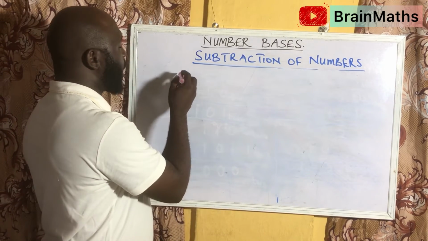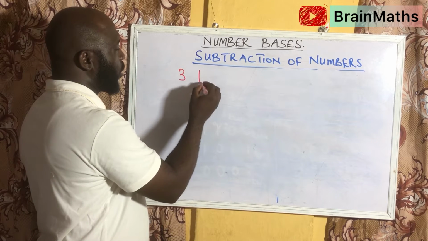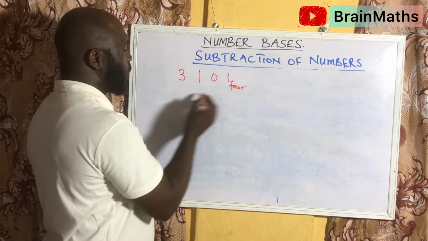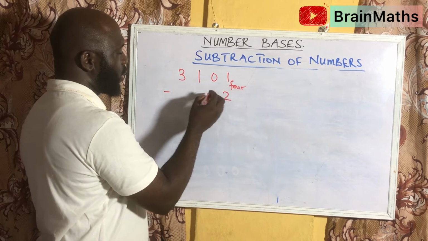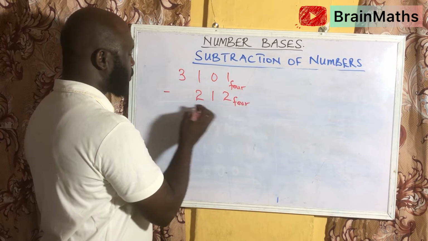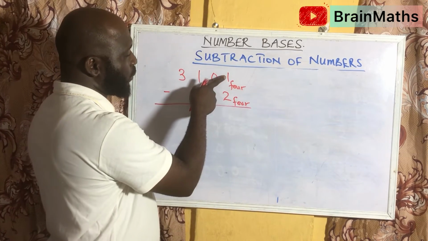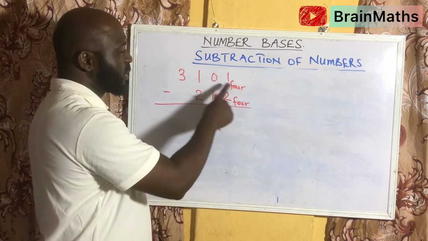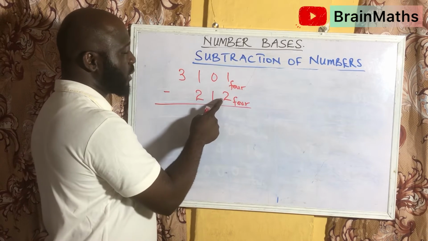For instance, if we are given a number in base 4, let's take 3, 1, 0, 1 in base 4 minus 2, 1, 2 also in base 4. Let's see what this gives us. So starting with the first one, don't forget that every 1 we borrow in this base will be treated as 4. So 1 minus 2 is impossible.